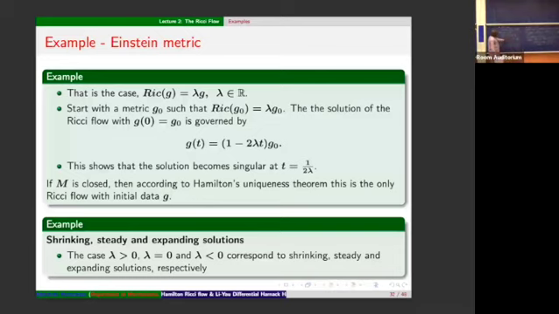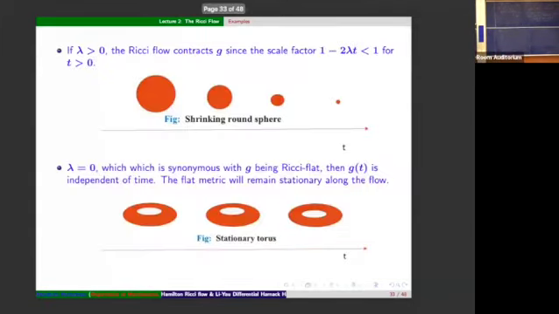The Ricci flow here corresponds to what you call a shrinking, steady, or expanding soliton, depending on the value of this lambda. So here, if lambda, maybe I should give some pictures to see if lambda is greater than 0. I think I have some pictures here.